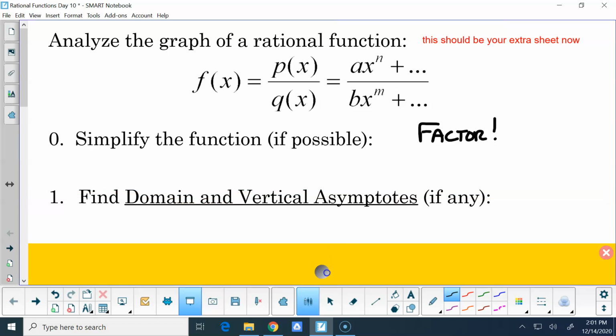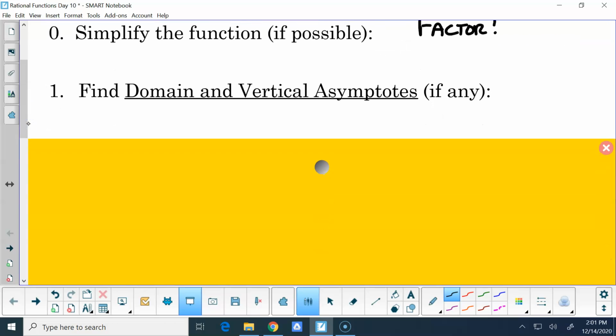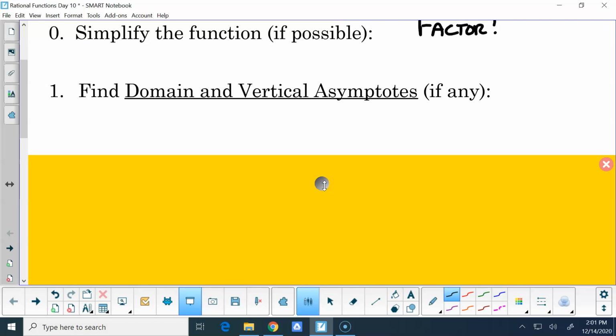Okay? Step number 1 then should be find the domain and any vertical asymptotes. We do that by putting the denominator equal to 0, and we solve.